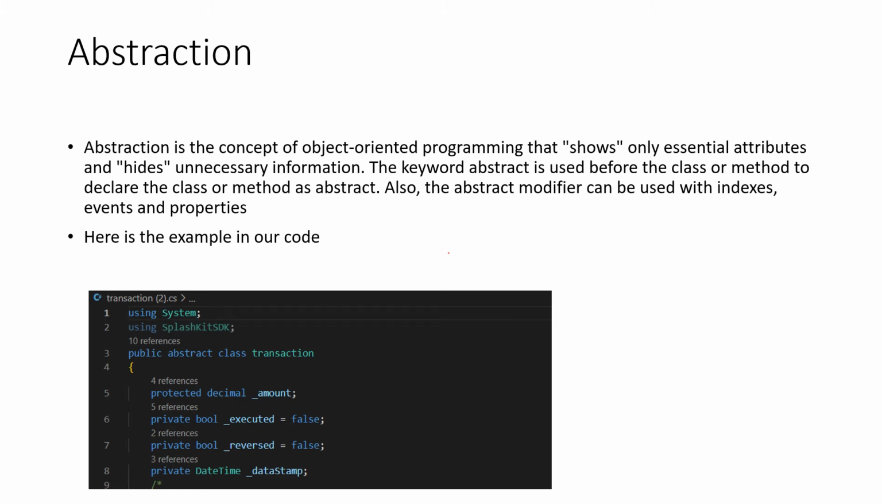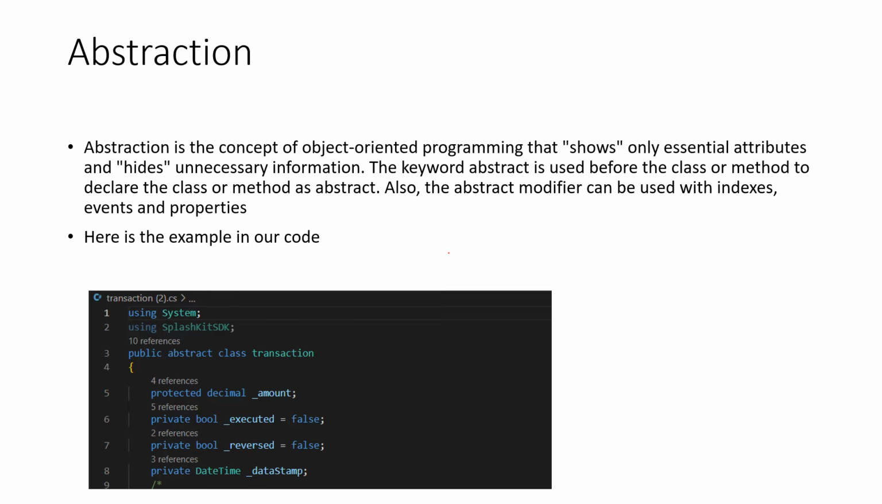So firstly, let's look at abstraction. Abstraction is the concept of object-oriented programming that shows only essential attributes and hides unnecessary information. The keyword abstract is used before the class or method to declare the class or method as abstract. The abstract modifier can be used with indexes, events, and properties.